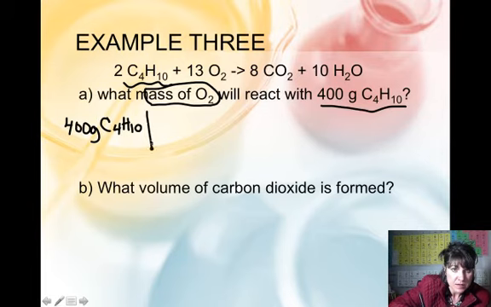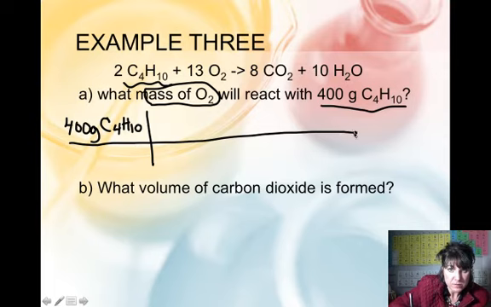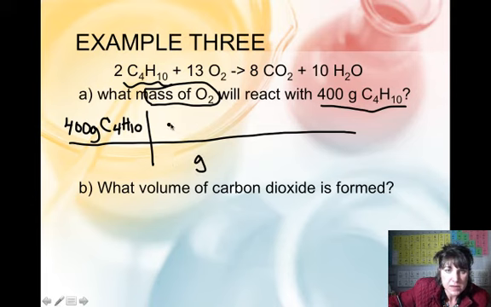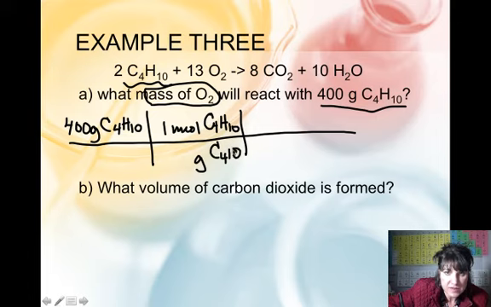C4H10. And what's our first step always? You got it, go to moles. When in doubt, go to moles. That's what we do. So I put grams on the bottom and mole on the top. That way it will cancel. And this is moles of butane, C4H10. So let's add this up. Carbon is 12, so 4 carbons is 48. And then hydrogen is 1 apiece. So 48 plus 10 is 58 grams per mole.